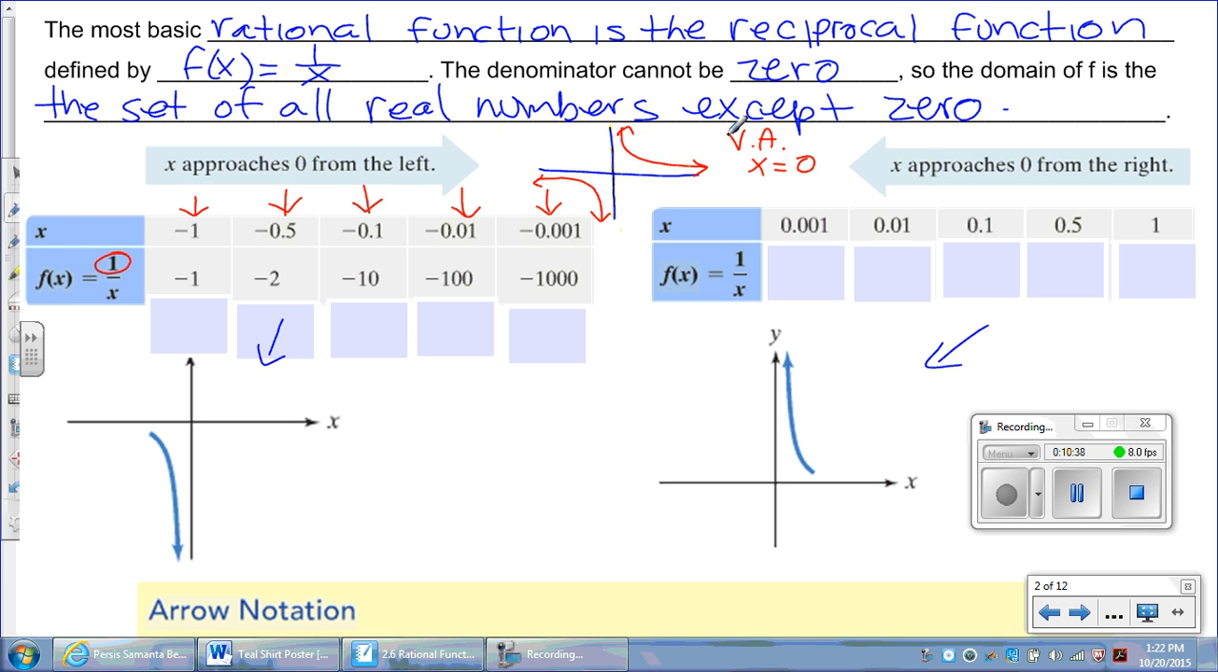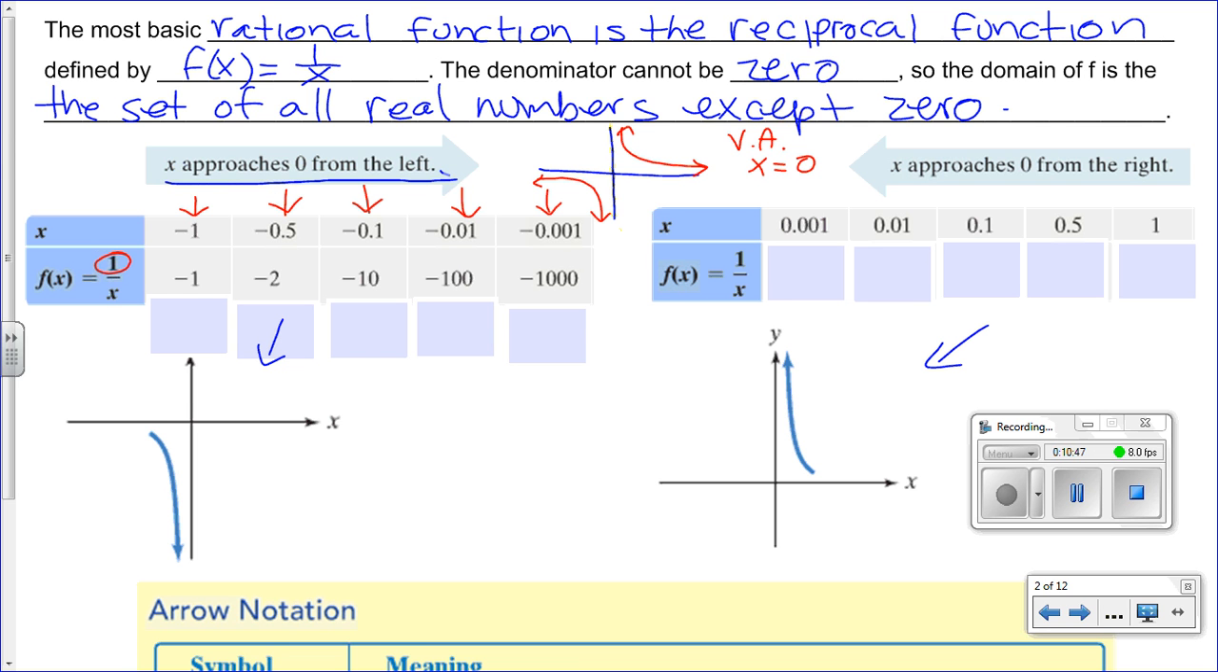In other words, the y values. Well, I'm sorry. Let me rephrase that question. As x approaches 0 from the left, so this is what we mean. Let's say that negative 1 is here. And then we went for negative 0.5. And then we went to negative 0.1. As the x increases, the y decreases?